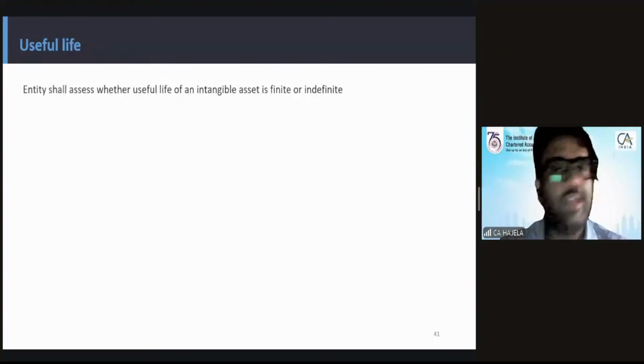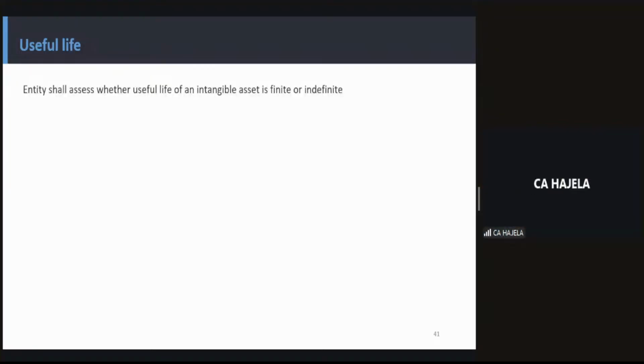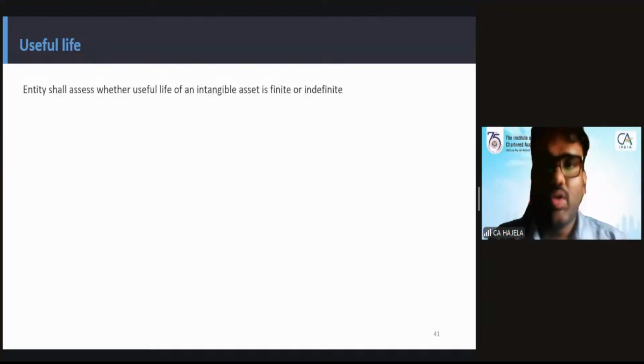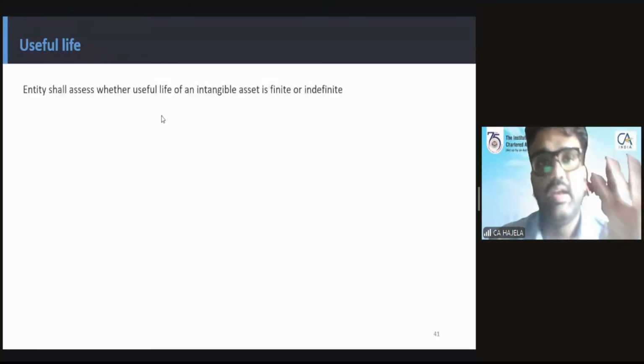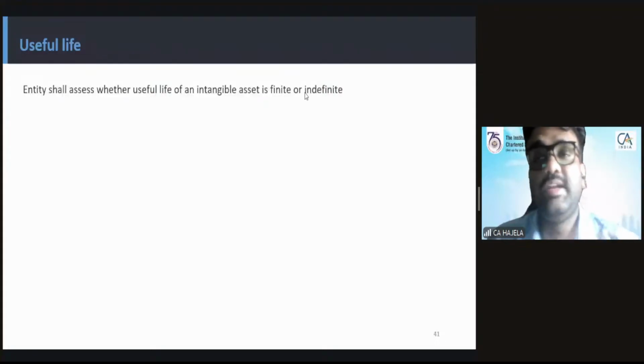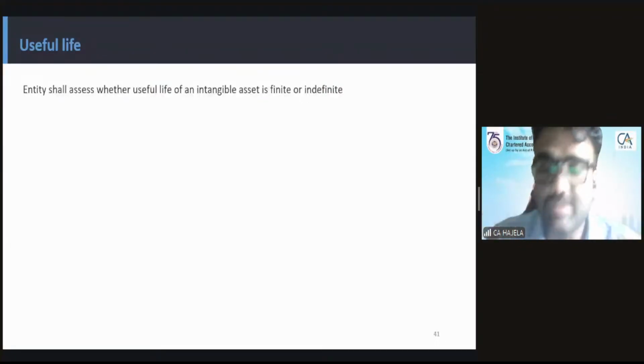Think about it. Let me just look at the electricity, the light on my face just went off. Right. So, who can think of an example of an intangible asset with an indefinite life? You all use it on a daily basis. All of you use it on a daily basis. I can hear some noise.